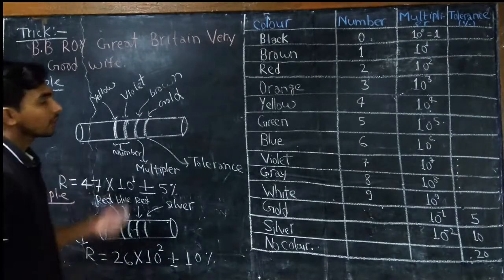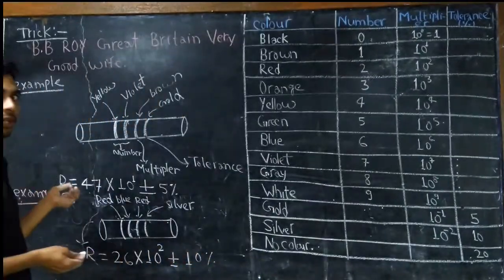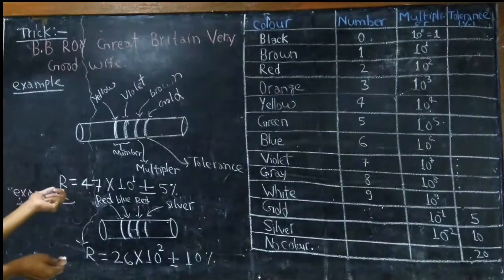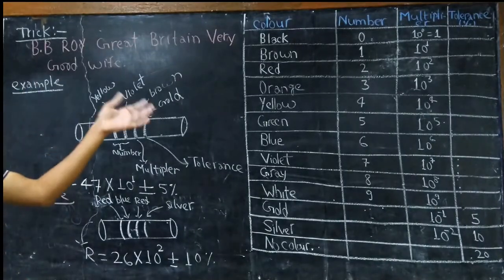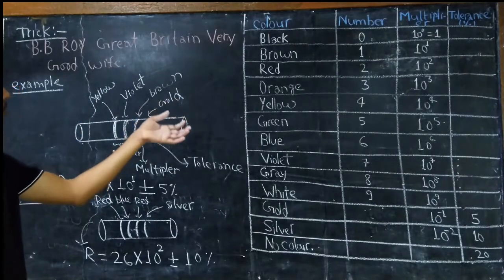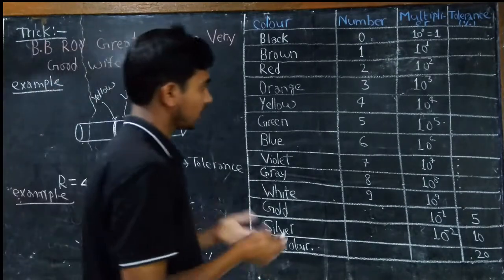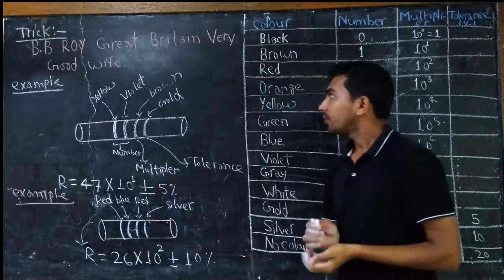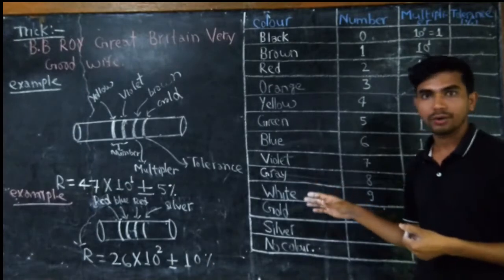So I hope with the help of this table you are able to find the resistance of a carbon resistor. To remember this table, you have to remember this trick. This trick is very easy. So I hope this will help you. I hope everything is clear to you.